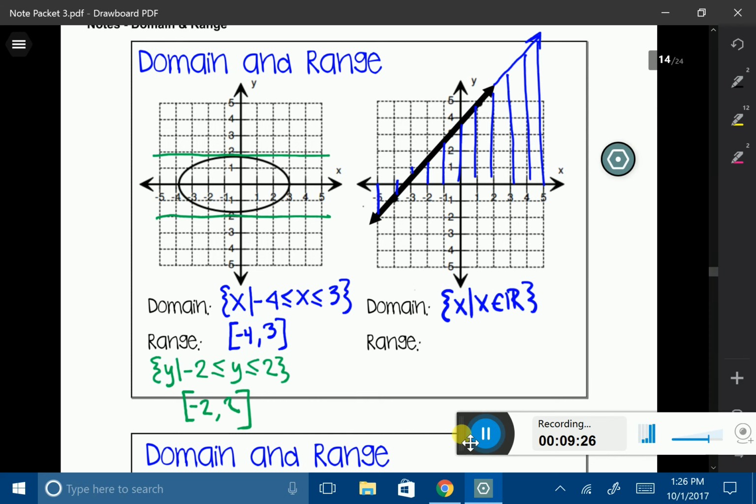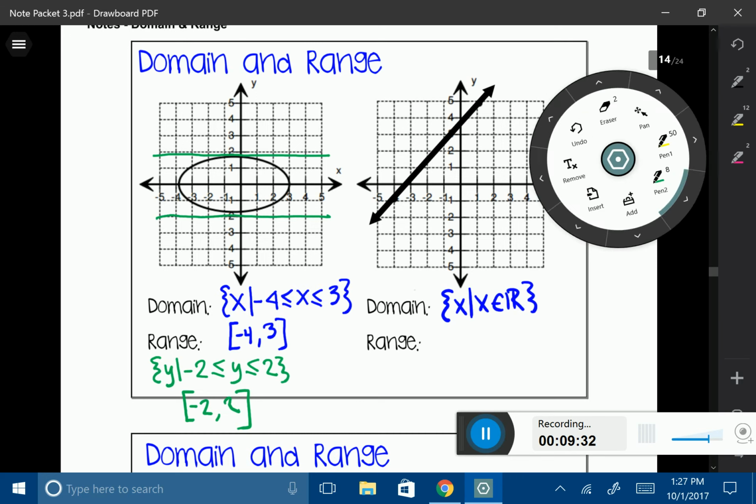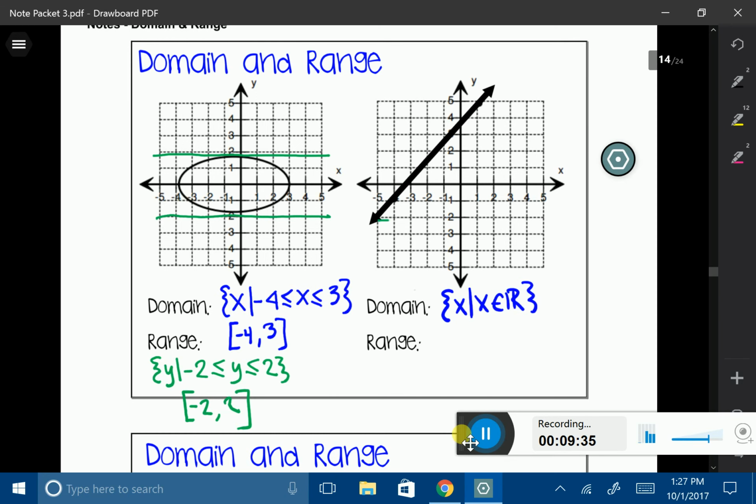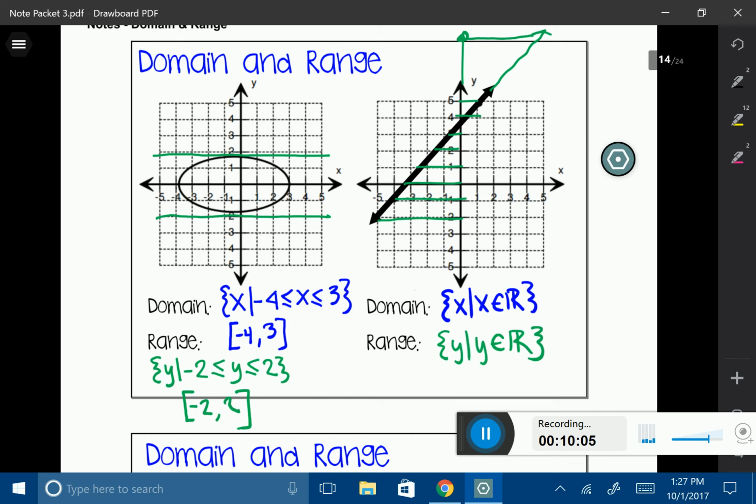Okay, now let's go ahead and look at the range. The range value is very, very similar. I'm still saying that all of my function has a corresponding y value, and I'm kind of indicating that right here. And if I were to continue this graph on, it would also continue to have a y value. And therefore, whether I'm going in the positive or negative direction, my range will be y such that y exists in the real number system. A little tip, anytime you have a linear equation or a line, it will always have a domain of x exists in the real numbers and a range of y exists in the real numbers.